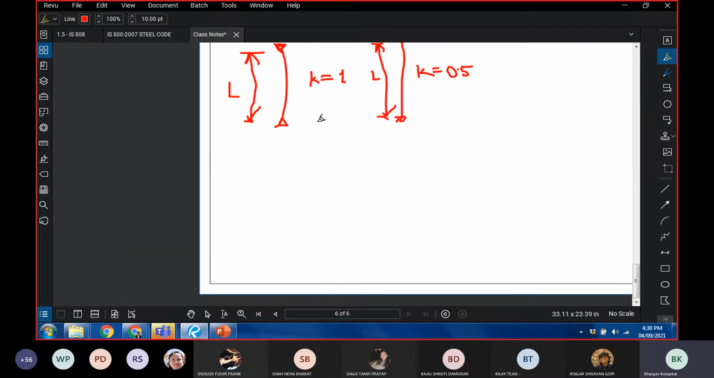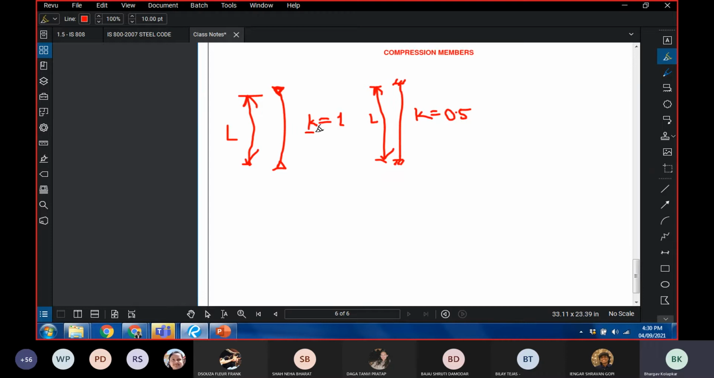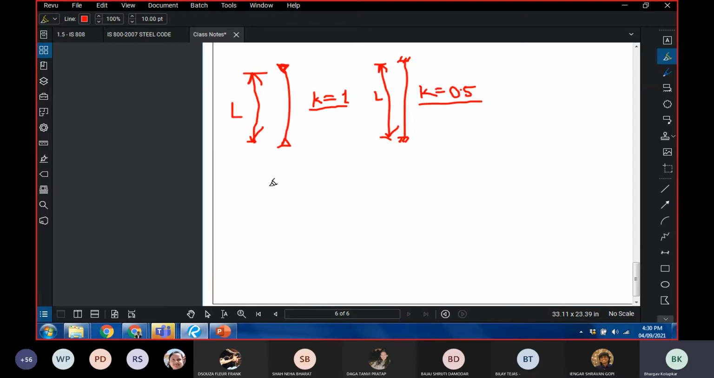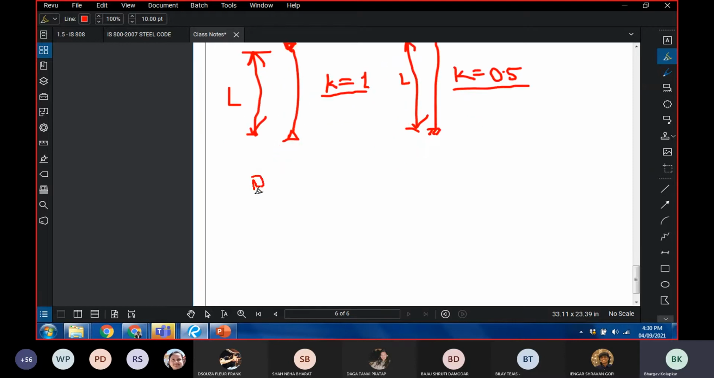Okay. Now let us see what impact K equal to 1 and K equal to 0.5 have on the load carrying capacity of the column. So from Euler's formula, we know that PCR, or the critical buckling load, is equal to pi squared E I upon (KL) squared, where r is the radius of gyration. Okay, just a moment.